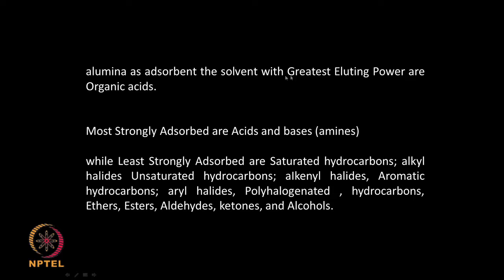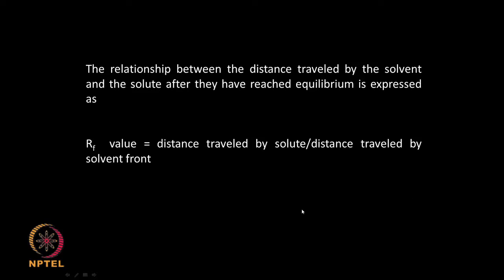If alumina is the adsorbent, the greatest eluting power is organic acid. Most strongly adsorbed are acids and bases and amines, while least strongly adsorbed are saturated hydrocarbons, alkyl halides, unsaturated hydrocarbons. So, they will travel much faster in that order, you know. Saturated hydrocarbons are extremely hydrophobic, right. So, they will travel faster and reach the top first, and so on as you come down to ethers, esters, aldehydes, ketones and finally alcohols.